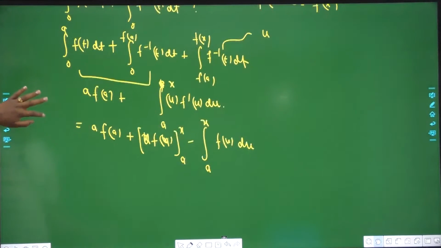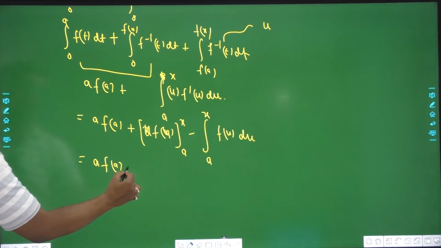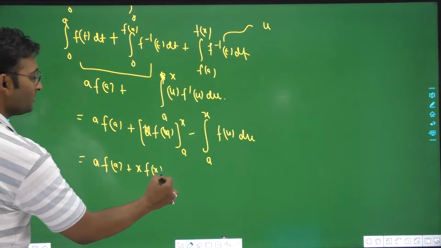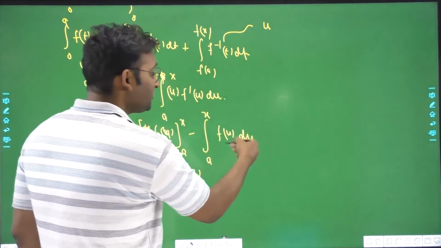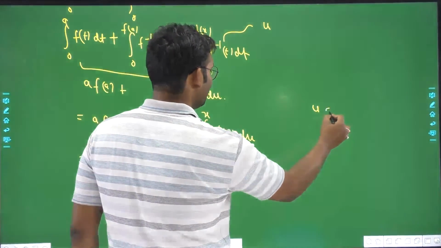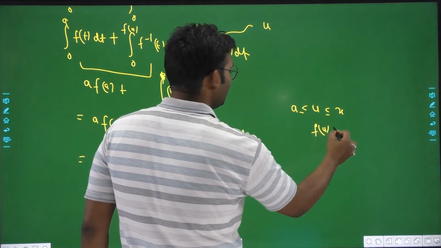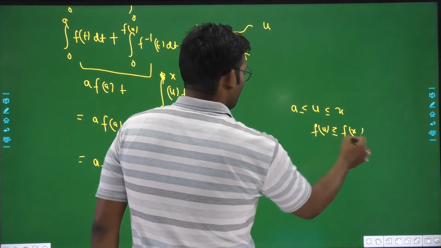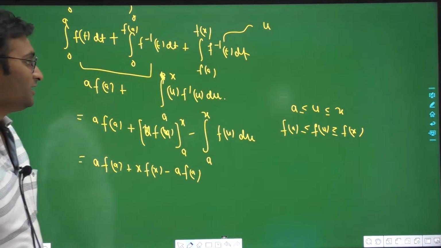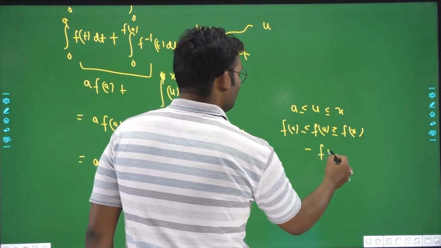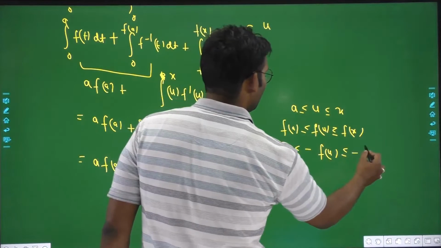Okay, now you are supposed to generate an inequality from here. So what you're getting is a into f a plus x into f x minus a into f of a, and since the function is given strictly increasing, whenever your u is lying between x and a, I can write f u will be less than or equal to f x and lies between f a. Since the function is given to be strictly increasing, I can write this way, and minus of f u is greater than or equal to minus of f x.